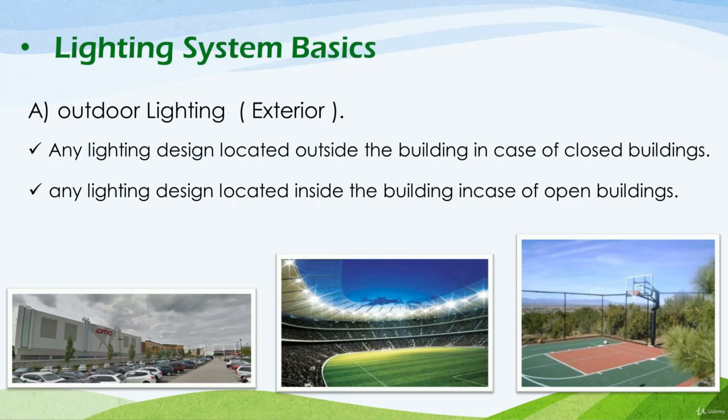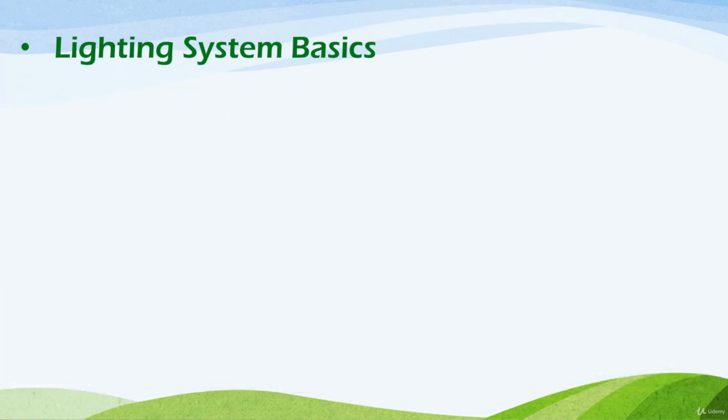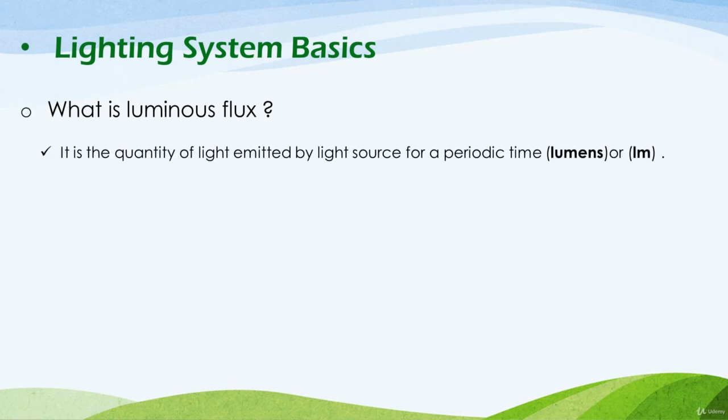Very good. Now let's jump to some concepts related to the lamps that we will use in our design. So the first definition we need to discuss now is the luminous flux. The luminous flux is the quantity of light emitted by the light source for a period of time, and its unit is lumen or LM.